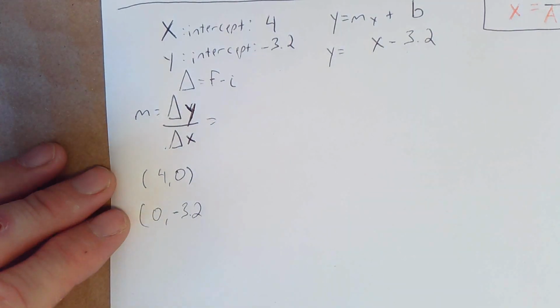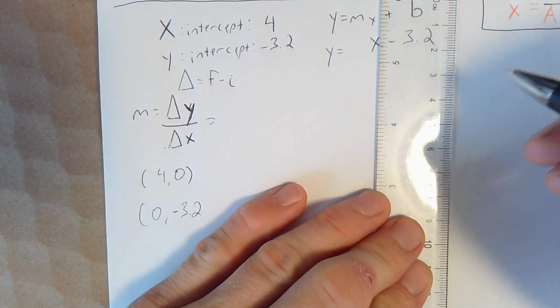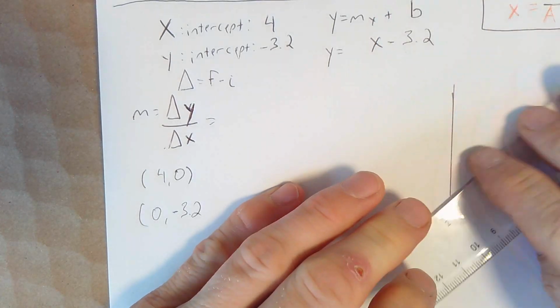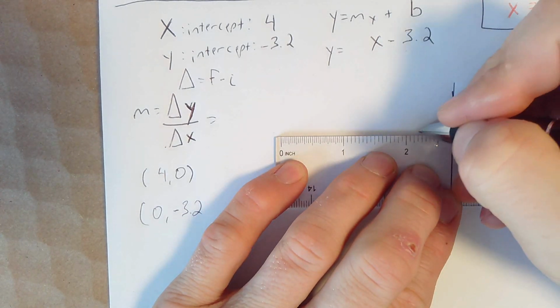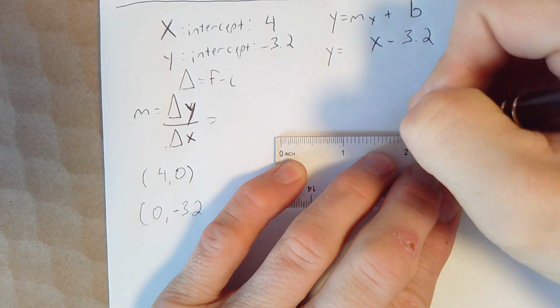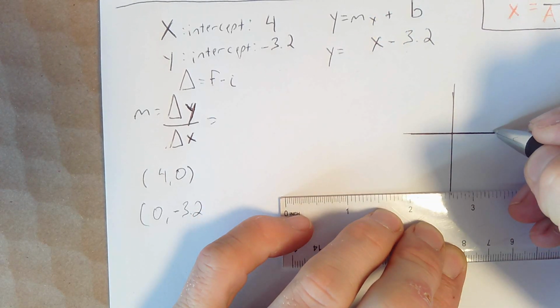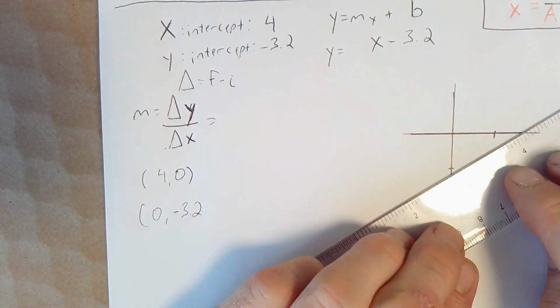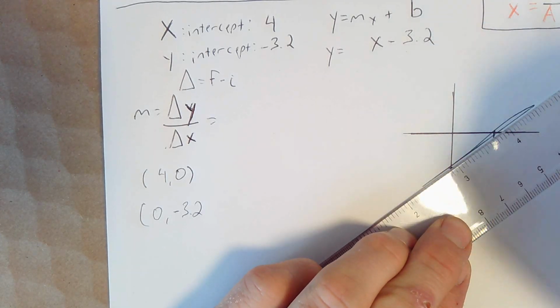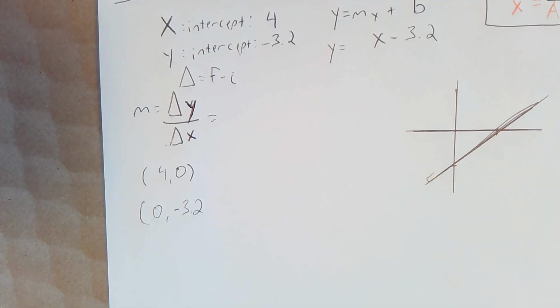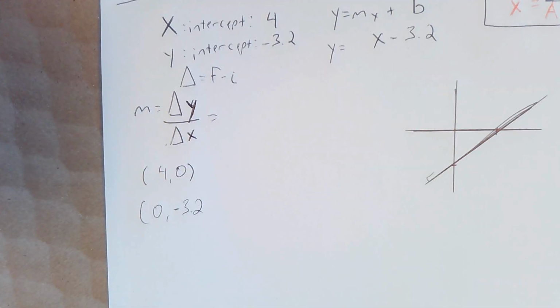So this line looks something like, it's not going to be exactly like this, just ballparking it, right? It intercepts at 4 and 0 and 0 and negative 3.2. It looks, you know, something like this. Something like that. Okay? So we got something going on here, right?